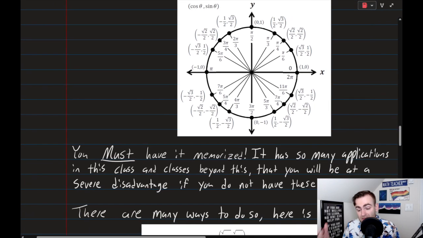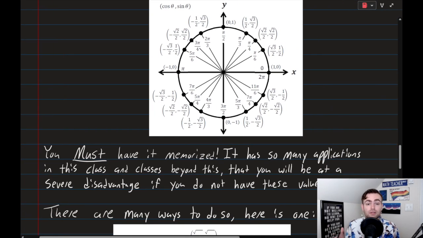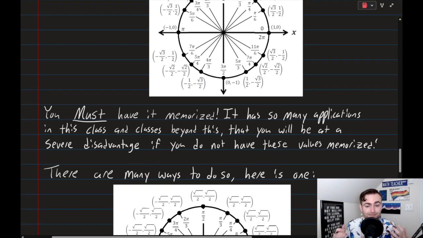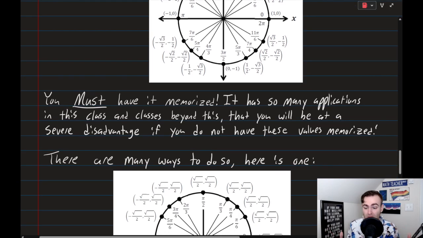So, again, you must have this memorized in some capacity. I don't have the circle memorized as a circle. I've memorized it as 2 special right triangles in 12 different ways with 4 quadrant angles. And if that works, awesome. If you have some other way, use that.